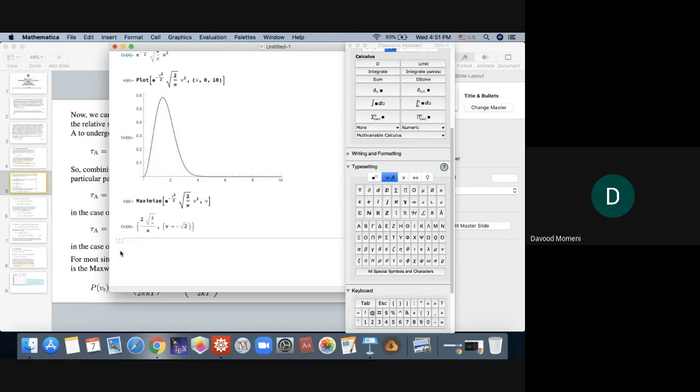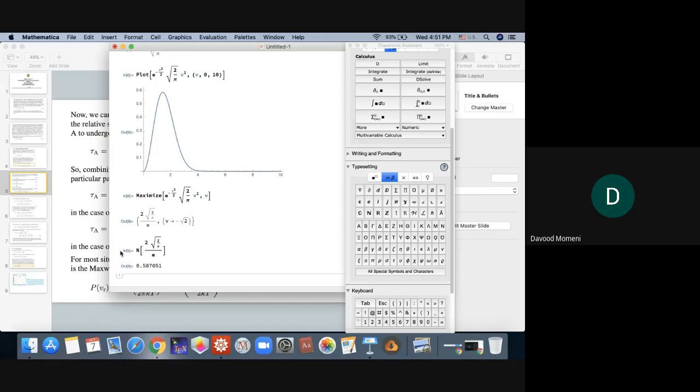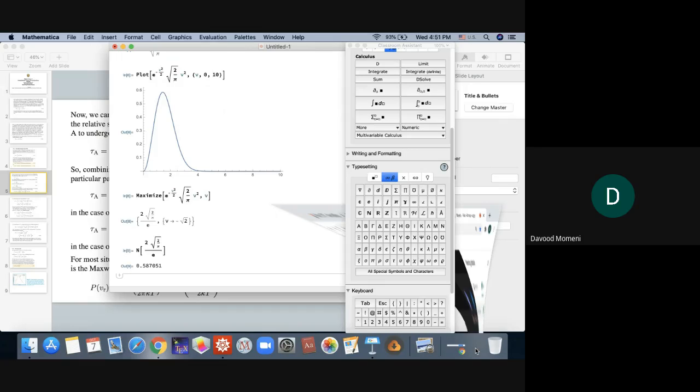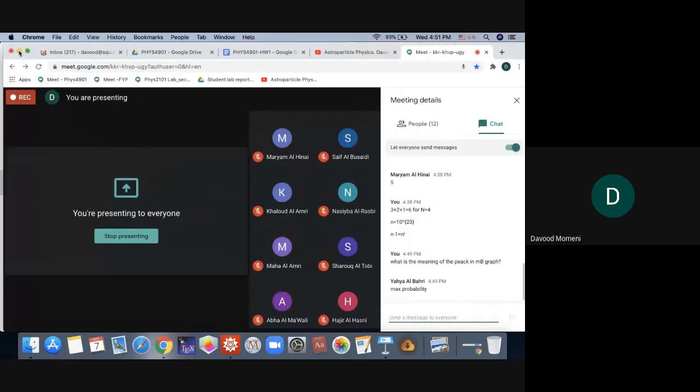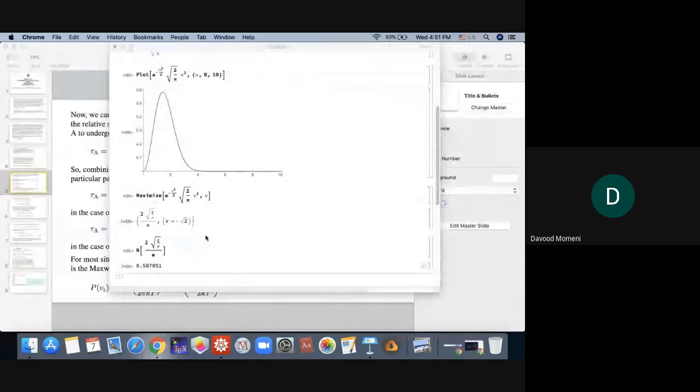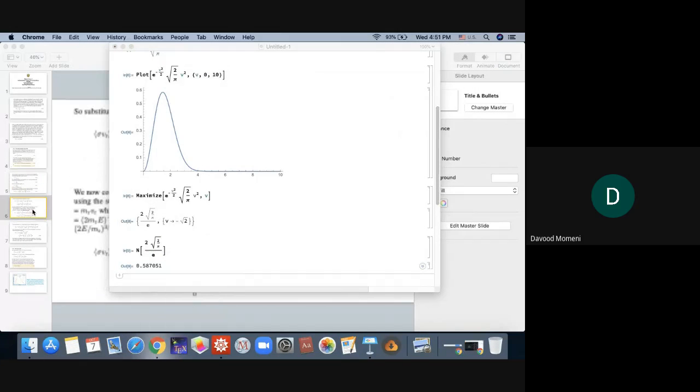And you can simplify this. I want to show you what this number is. This number will be 0.58, as I mentioned to you. Either by reading the graph from the diagram, or by taking the maximum and minimum, you can find the maximum probability and maximum speed of the particles in these Maxwell-Boltzmann distributions. All right, let's go to there.